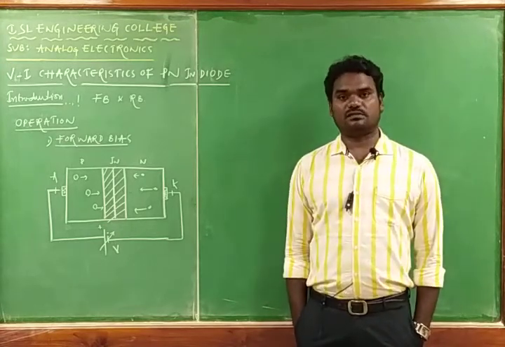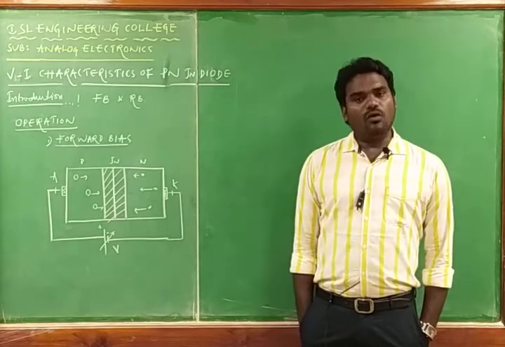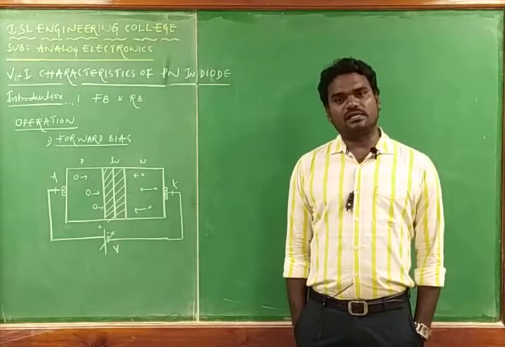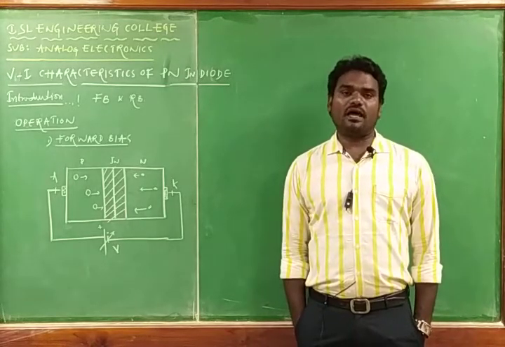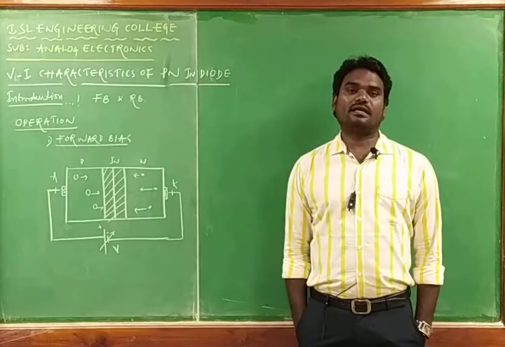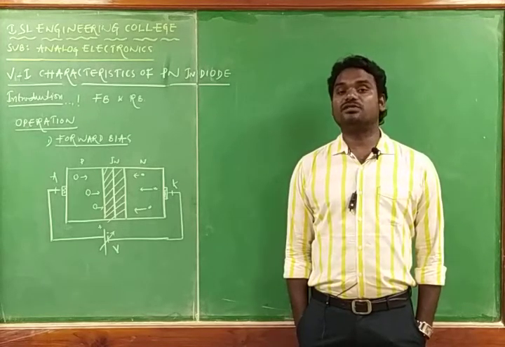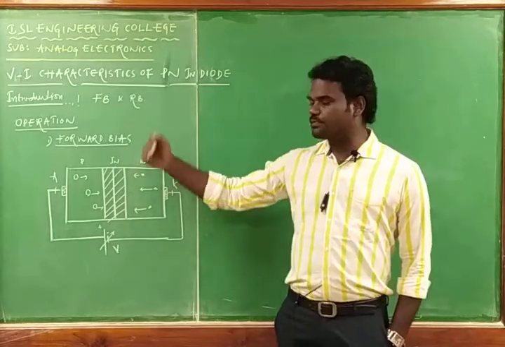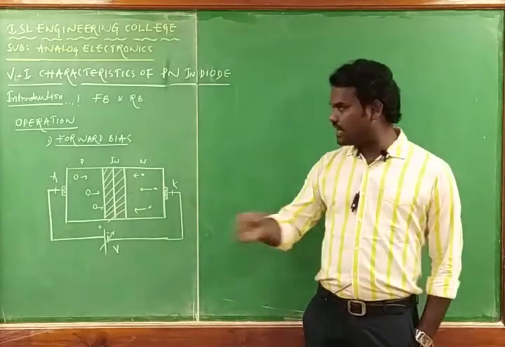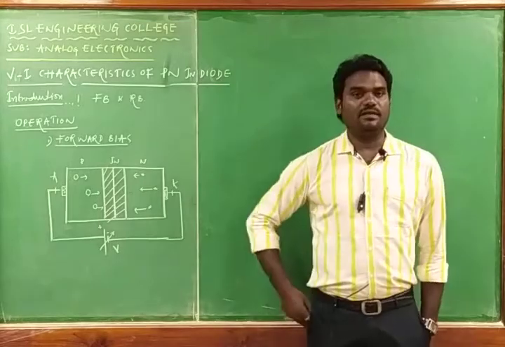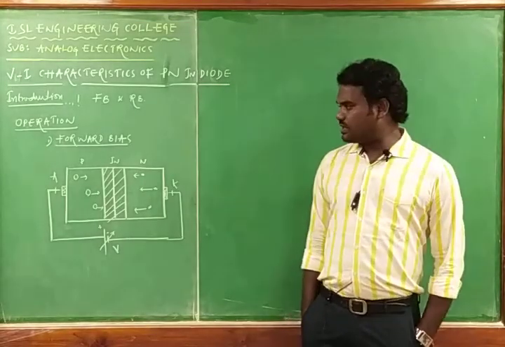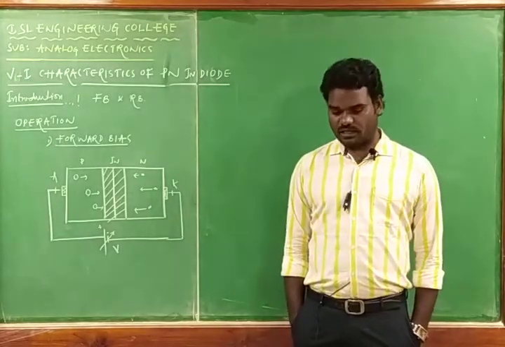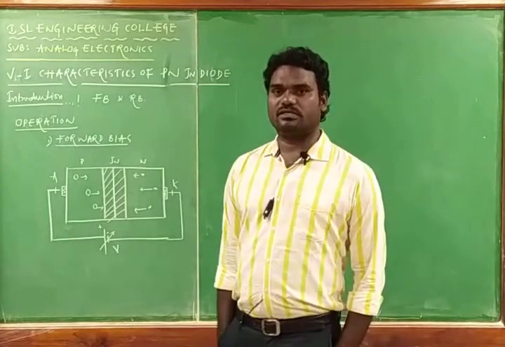We can explain, or derive, the volt ampere characteristics from the operation of the PN junction diode. Then I am going to explain the operation of the PN junction diode. First of all, we will see it in forward bias. After that, we will see the same in reverse bias. In forward bias, what happens?